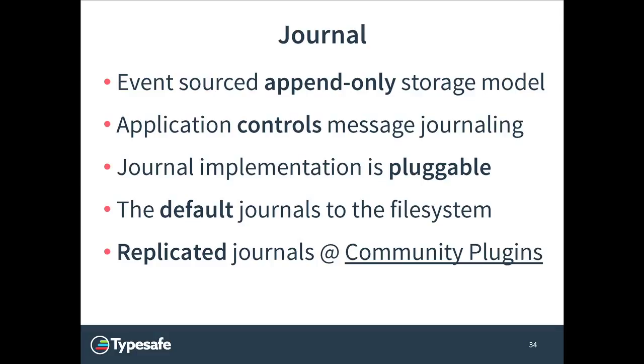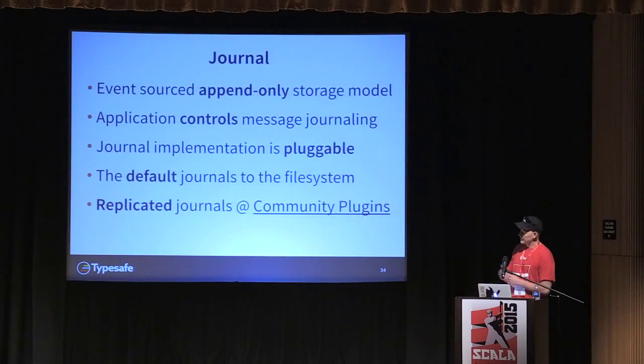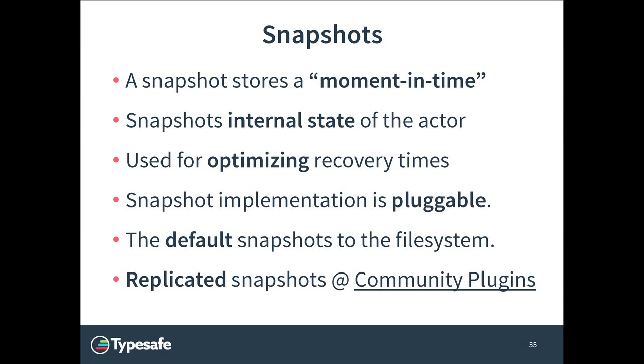So first, the journal. It's an append-only storage model. The application controls which messages and/or events get journaled. That's up to the programmer. It's pluggable. There are several journals out there in the community plugins, and the default journal is LevelDB, which writes to the local file system. Replicated ones can be found at the community plugins page.